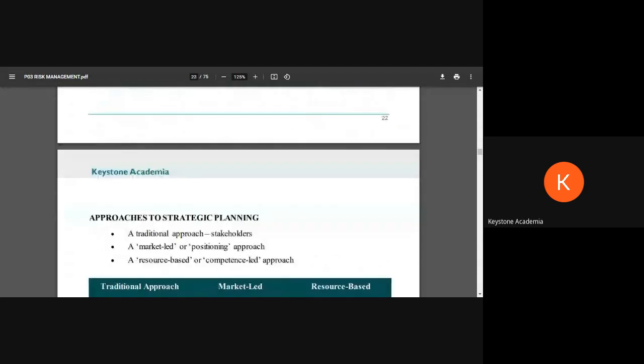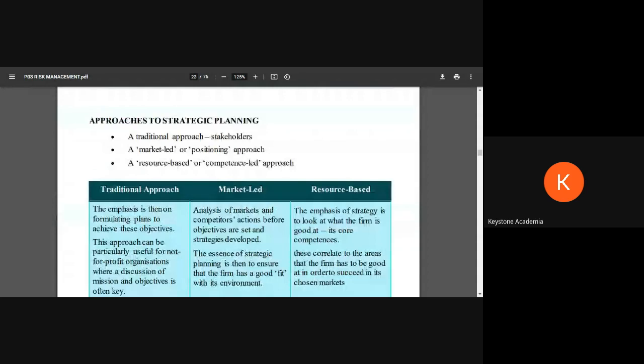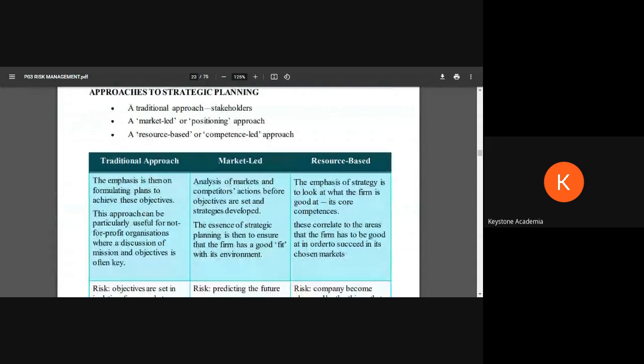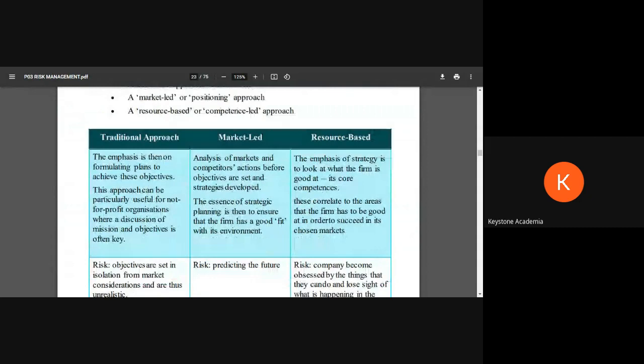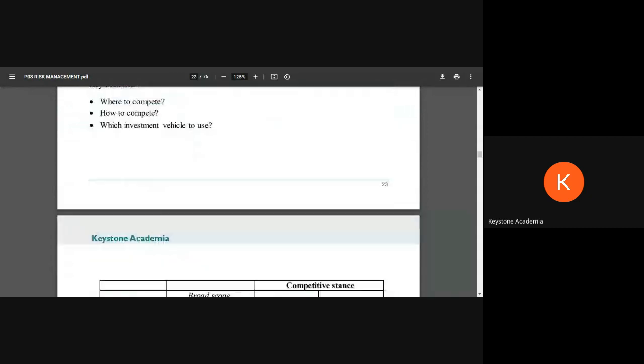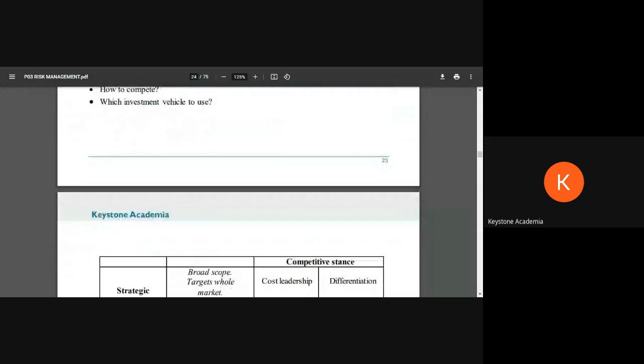So going forward, approaches to strategic planning, we already discussed traditional, market-led, and resource-based. We can go down now. Now, strategic analysis and choice, just an extension of that.